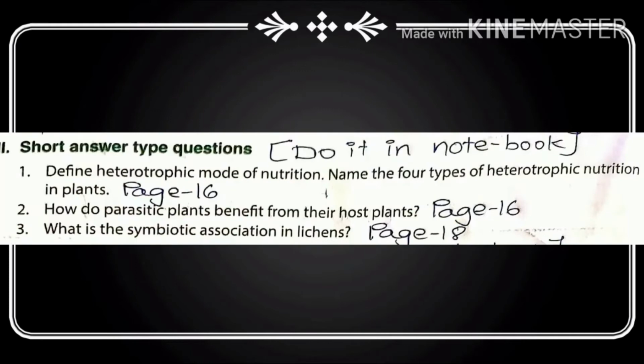Now let us discuss short answer type questions. These question answers you have to write in the FNB of biology. First question is, define heterotrophic mode of nutrition. Name the four types of heterotrophic nutrition in plants. For this answer you have to write down first of all the definition of the heterotrophic mode of nutrition and then list down the names of the heterotrophic plants.